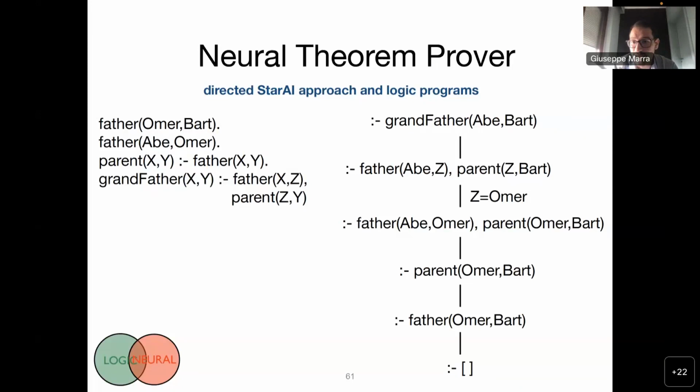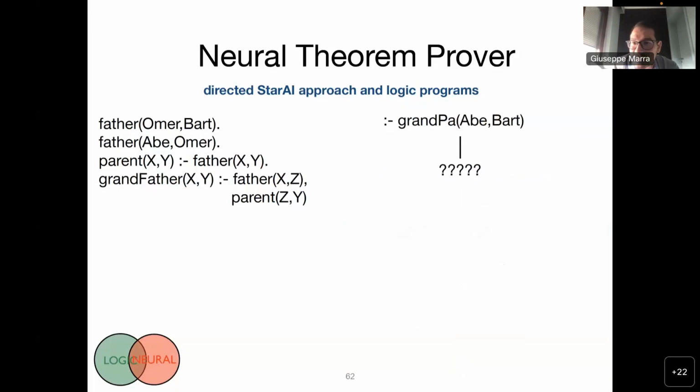If you are querying grandfather Abe Bart, we can only go further in the proof if we have a rule with this exact fact ahead. In logic, usually the concept of unification is used. So this term here should unify with the head of one of the rules, which is, for example, the case for this rule. You can unify this query with this head, so you can go further in the proving process. However, what will happen if we have something like this?